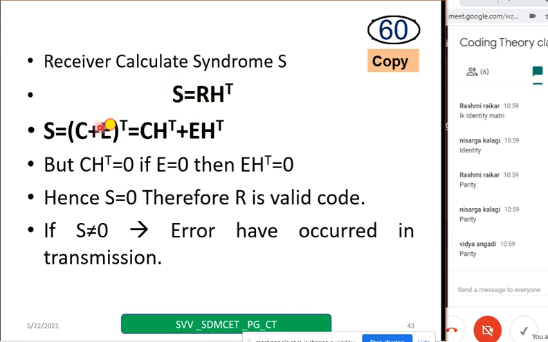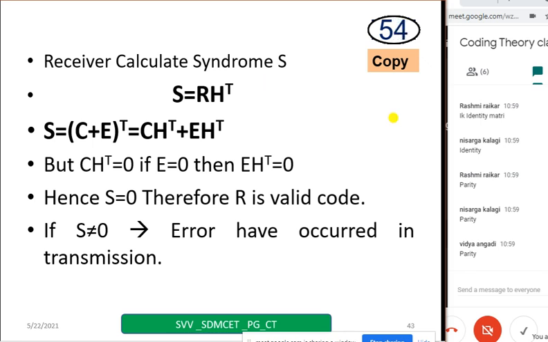The same thing is mentioned here. R is nothing but C plus E. This is nothing but CH transpose plus EH transpose. But CH transpose equal to 0, as we have discussed just now. If E is also 0, then EH transpose is also 0. Hence S will become 0. Therefore, I can say R is a valid code word. If S is not equal to 0, then I can say E is there, meaning an error has occurred in the transmission. This is about the decoding procedure.